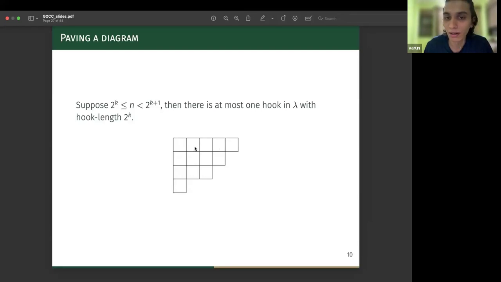Secondly, if I have two hooks that intersect the first row, then, okay, let me say it this way.